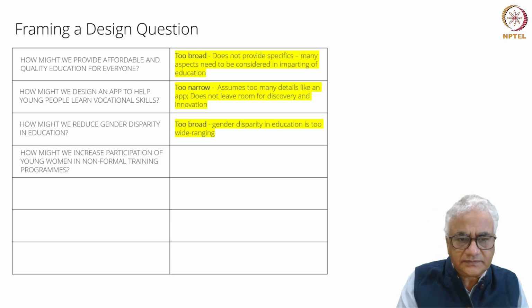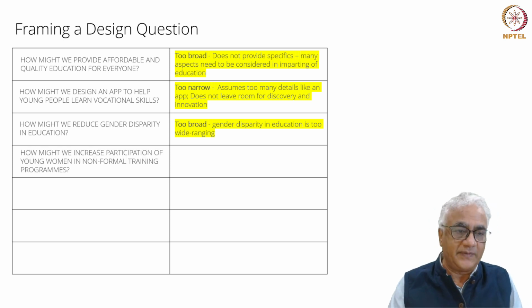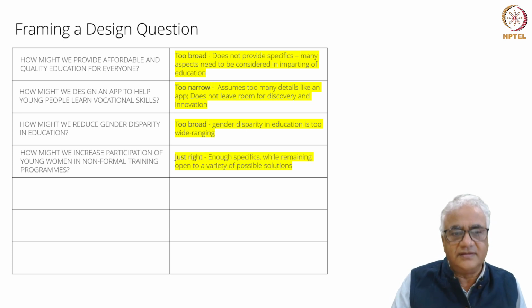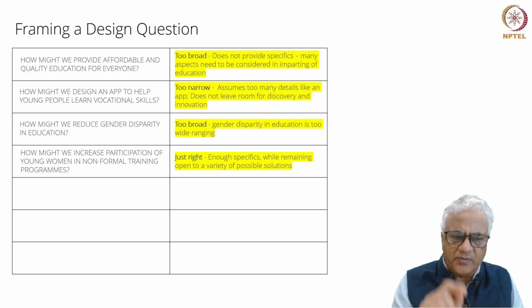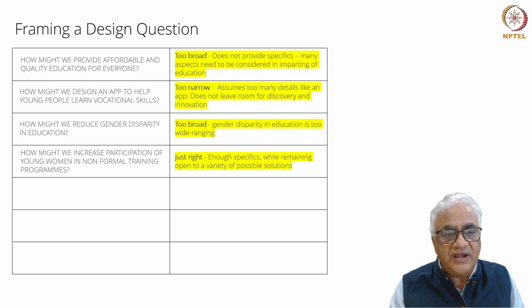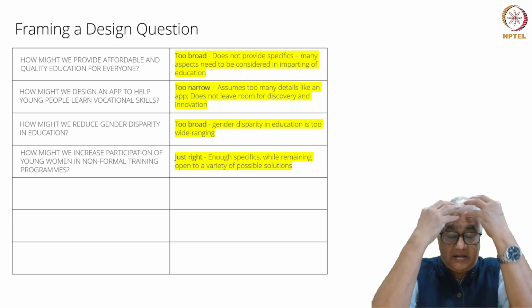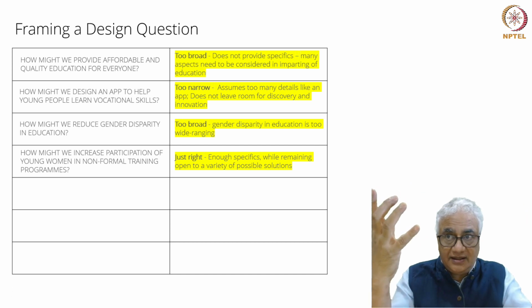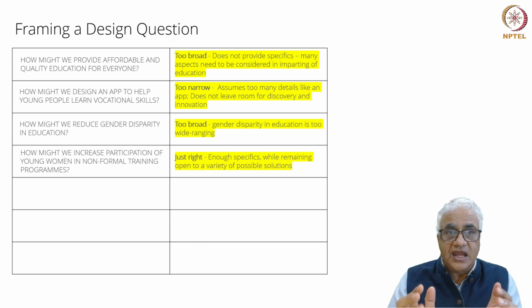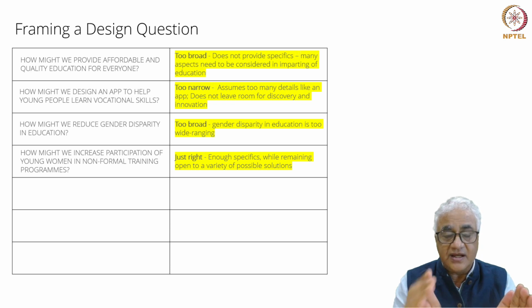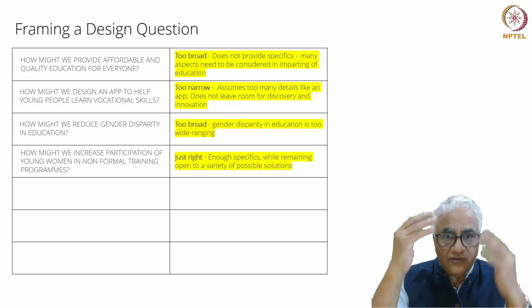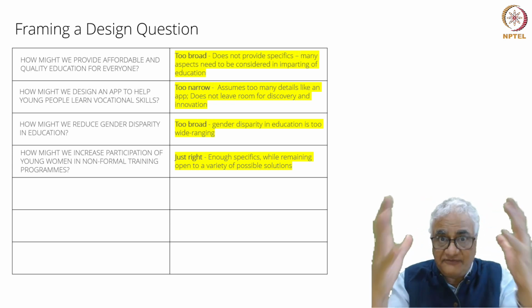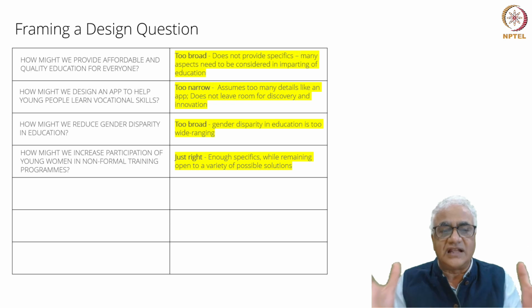Wide ranging. How might we increase participation of young women in non-formal training programs? What is it? Just right. Because there are enough specifics, but more importantly, look at the question. How might we increase participation? Can you visualize that? There is a specific, right, increase. If there are 10 people participating today, increased participation could mean 20 people. That means 10 more. So therefore, there is a specific over there, and you can work on that specific.